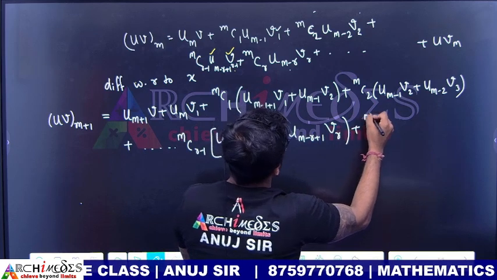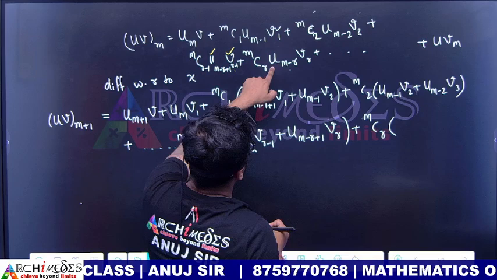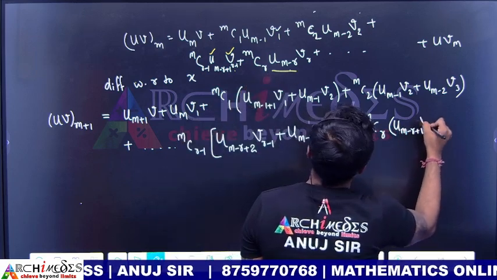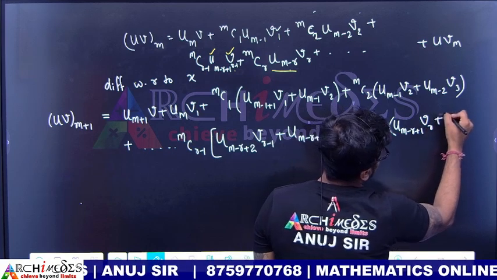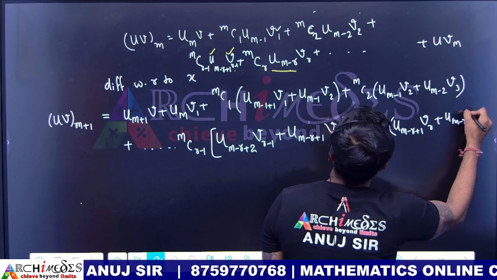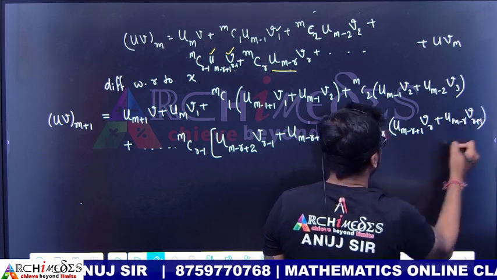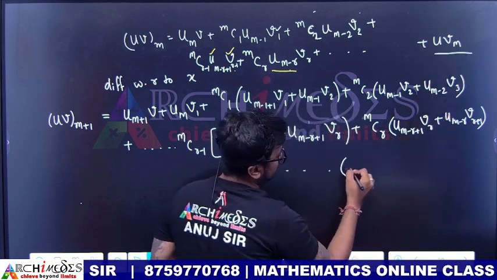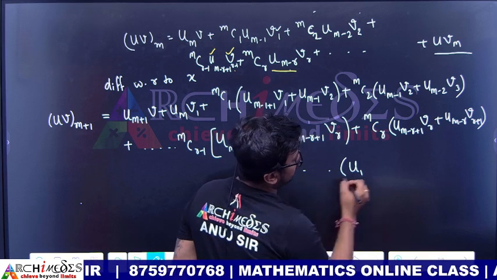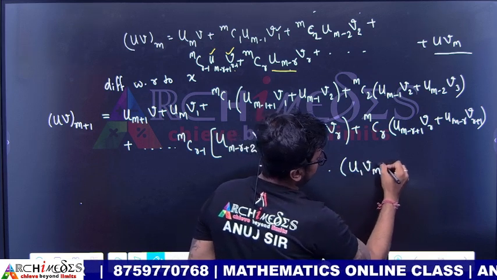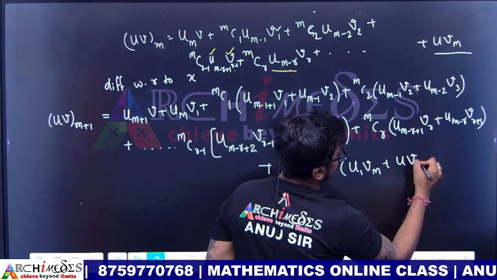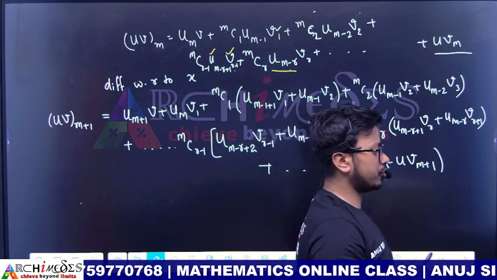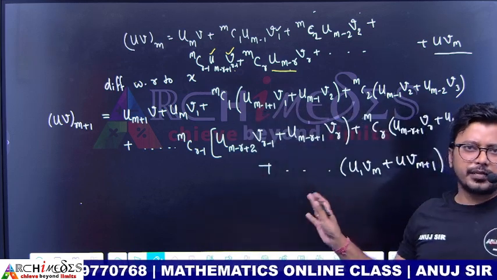plus mCr is a constant term. When I differentiate this, it becomes u^(m-r+1) v^r as it is, and then again keep u^(m-r) as it is, differentiate this, r plus 1. In this way you have to do. At last I am differentiating this. U, when I differentiate, it becomes u^1, then v^m as it is, plus u as it is. When I differentiate, it is v^(m+1). If you understand up to here, then your theorem is solved. This is the main part.